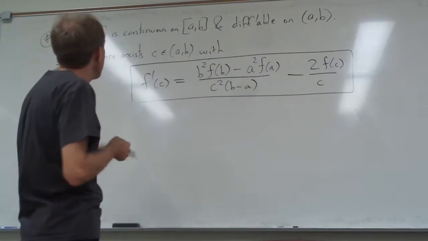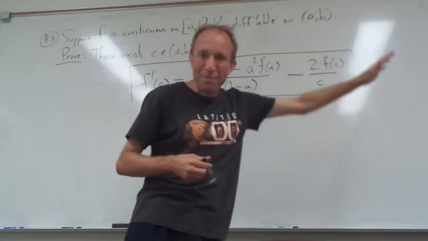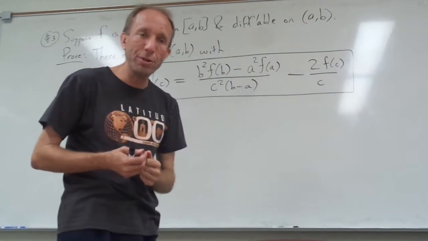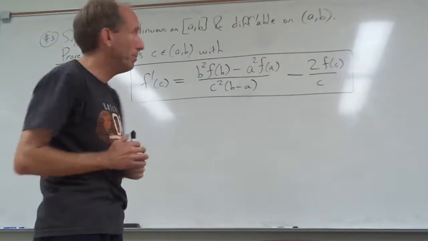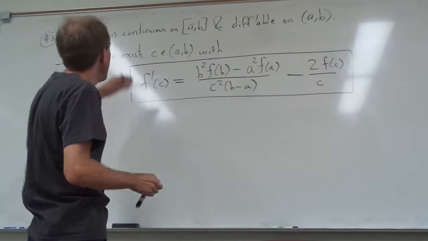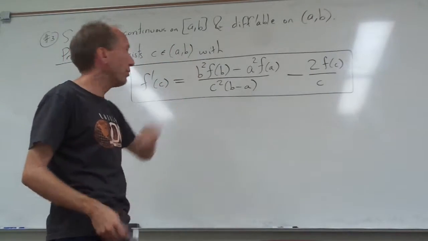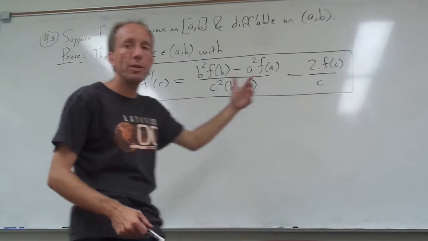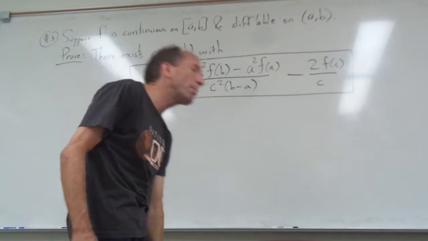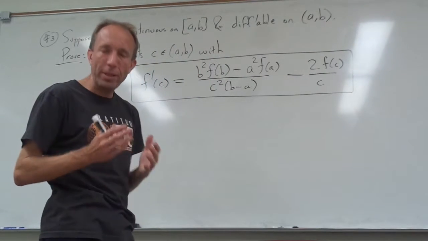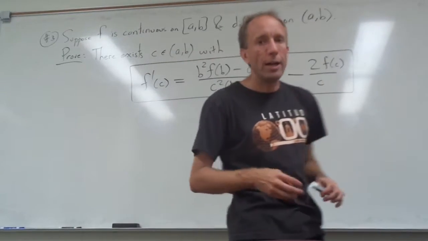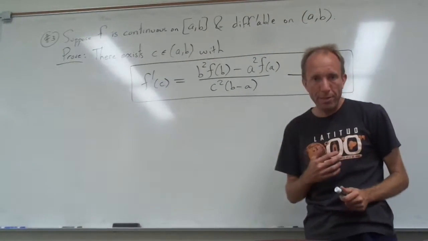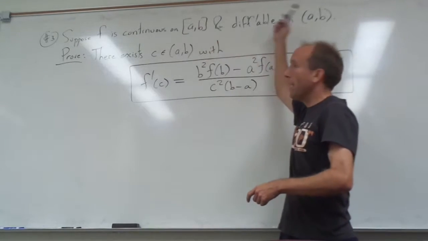Okay, we have sort of a usual assumption here. f is continuous on a closed interval and differentiable on the same interval but open. And then it says, prove that there exists a c in the open interval such that f prime of c is equal to something. Kind of reminds you of something, doesn't it? It should remind you of the mean value theorem. All of the assumptions are the same.